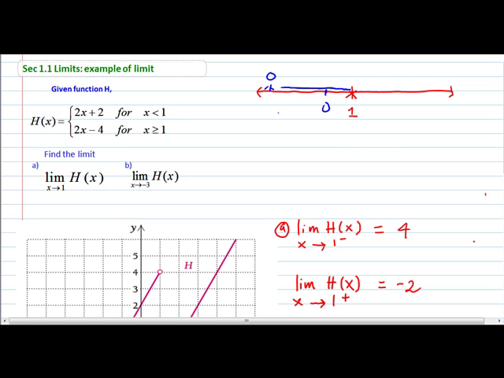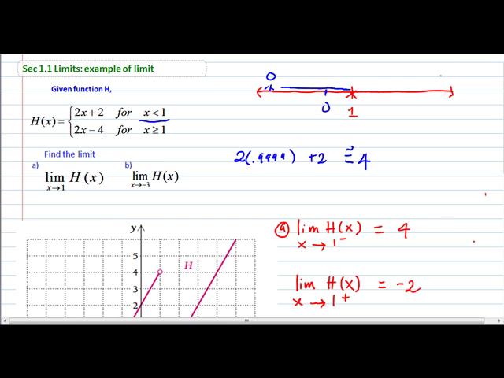0.99 belongs to this domain here. Therefore, to find the y value when I go very close to 1 from the left, I read this domain. So I take 2 times 0.99999, very close to 1, plus 2. When you do the calculation, it goes very close to 4.